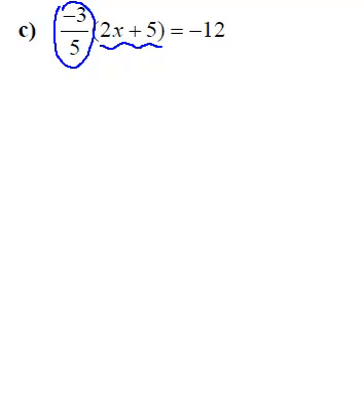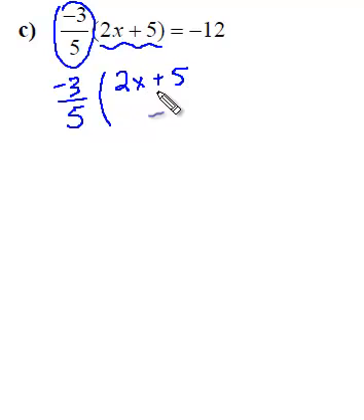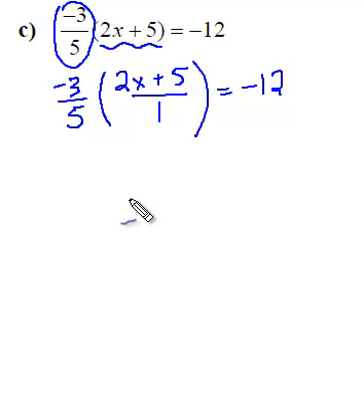The easiest way to do that is to turn that binomial into a fraction. So I'm just going to put it over 1. I'm going to leave the monomial well enough alone and put 2x plus 5 over 1 and have it all equal to negative 12 still. All I have here is my monomial in the front, the negative 3 over 5, times each of these terms, 2x over 1 and positive 5 over 1.